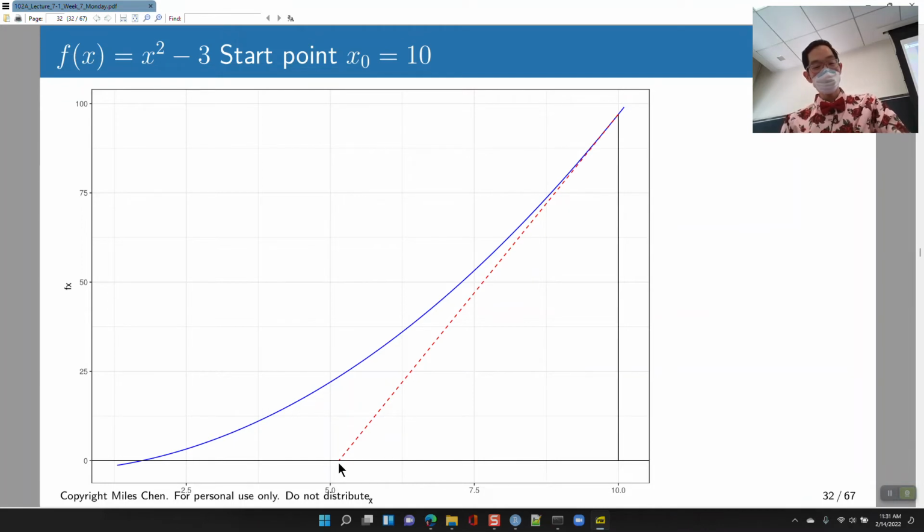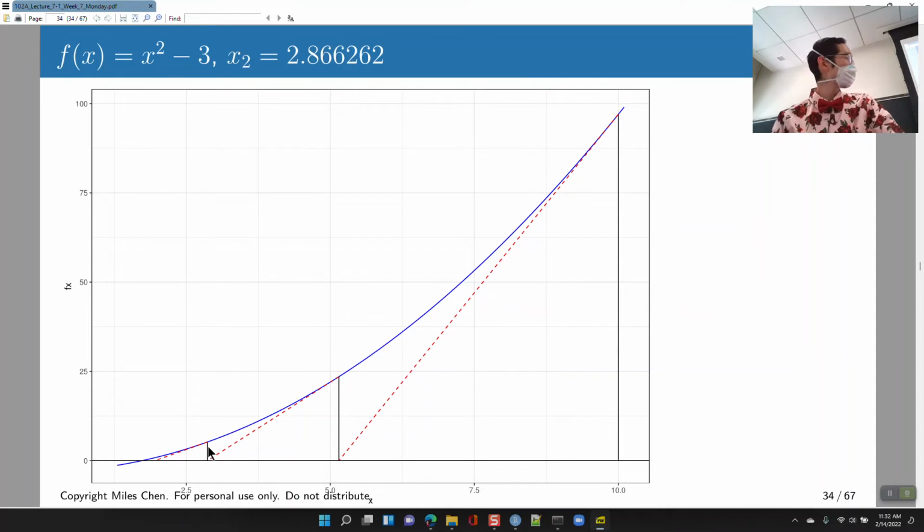And I say, okay, what's the next location? 5.15. Okay, I plug that in, and I say, what's the tangent line here? The tangent line here in this red dotted line takes me down to over here, which is 2.86. Okay, and I plug that in, and I trace that, and that takes me to a tangent line. And then we can see that if I keep going, it's going to get me very close to the solution here.